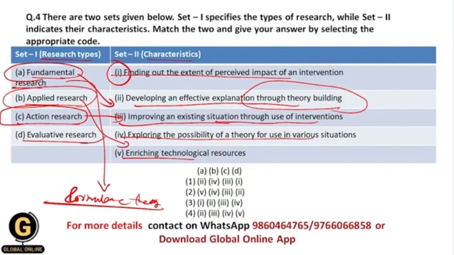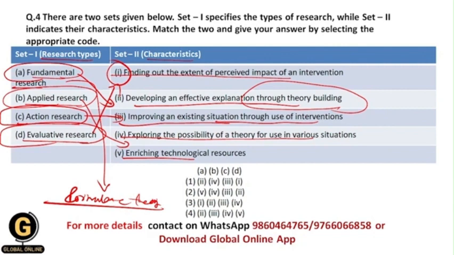And the last one is evaluative research. So of course it will go for 1, because we are evaluating something. Okay, so here we are evaluating exactly how much extent of causes is having that much extent of effect on the effects. Okay, and that's why D will go for the first, that is finding out the extent of perceived impact of an intervention. I know the language is somehow difficult to understand, but try to understand the meaning of that sentence, then after that you will understand everything.